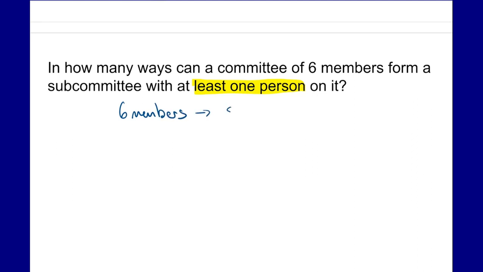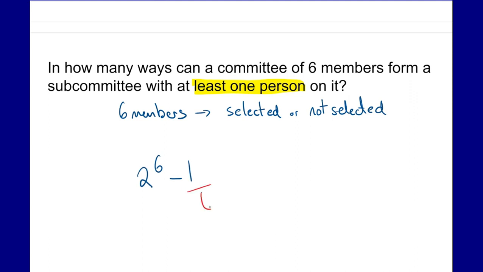They're either selected or not selected, so there are 2 options. So again, we would have 2 to the power of 6 minus 1. And again, we subtract the 1 because we have to have at least one person. So we can't have that null set, so we have to remove it.